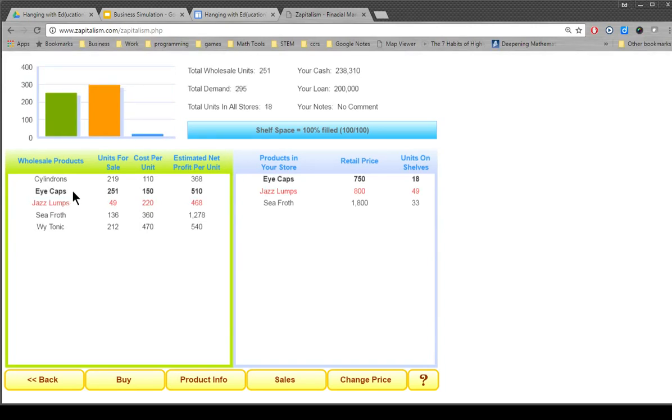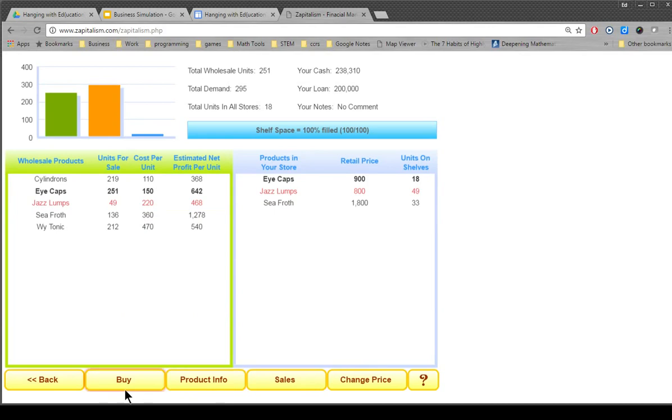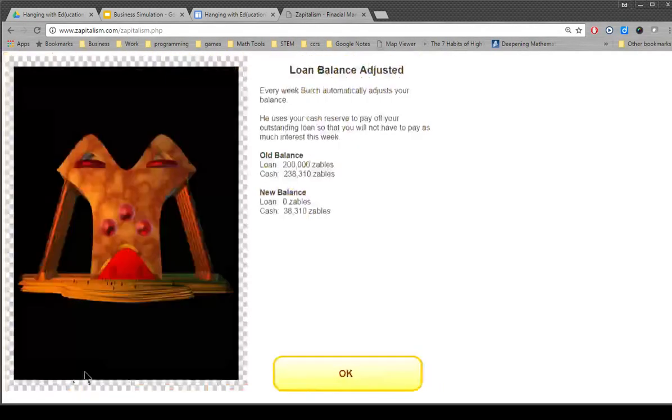And my Icaps, that's a little better. I only have 18 left. There's a demand of 295 of those. You know what? I know I want to move those, but I only have 18. I'm going to change that price and bring that back up. Oops, 9,000 is not going to work. 900. We'll say okay. All right, I'm done. There's some other options we can explore there, but I want to show you some of the other features.